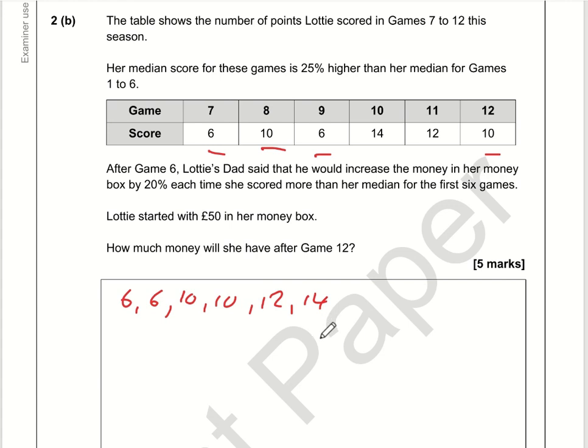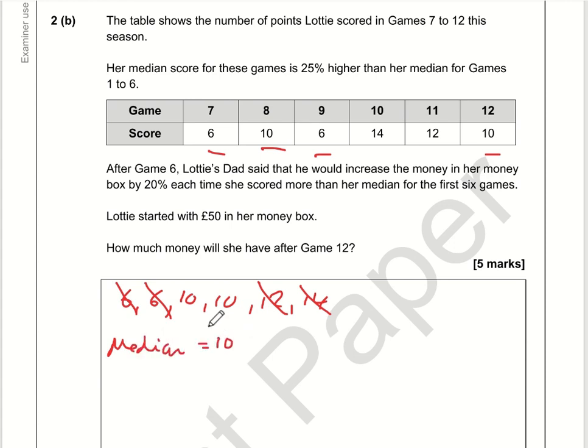Now the median is the one in the middle, so to find the middle, chop one off the left, chop one off the right. Do that again until we've got either 1 or 2 in the middle. Here we've got 2 in the middle because we've got an even number of values. So the median is the halfway point between 10 and 10. Well, that is nice and easy. That is still 10. So the median is 10.